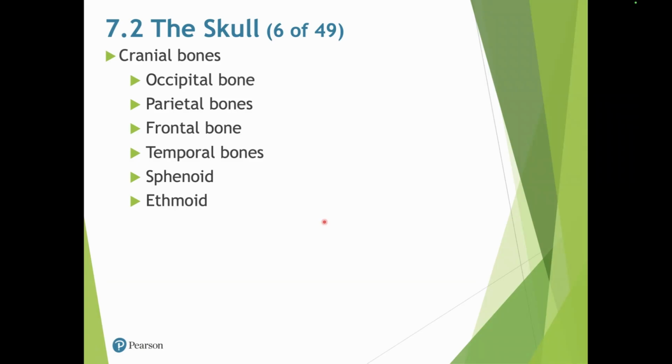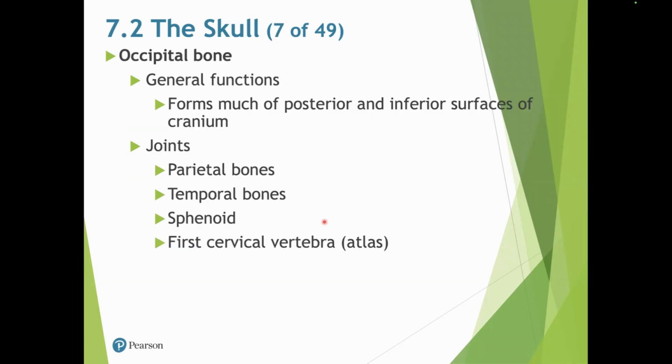So this is just kind of a little review of those cranial bones. We'll kind of push through. Let's talk about the functions of those. So the function of the occipital bone, general function, forms most of the posterior and the inferior surfaces of the cranium. So the function is going to be shape and structure. The joints, your occipital bone is going to share joints with the parietal bones, the temporal bones, the sphenoid bones, and the first cervical vertebrae, which is C1, is called the atlas.